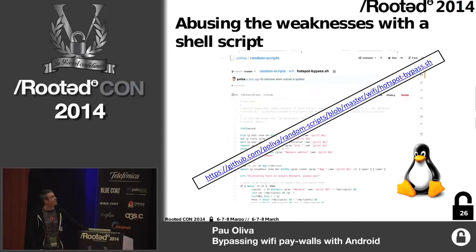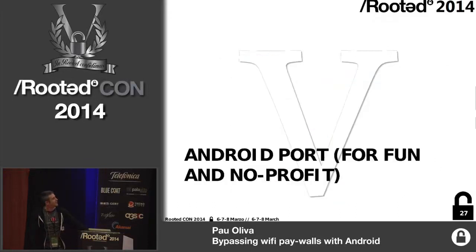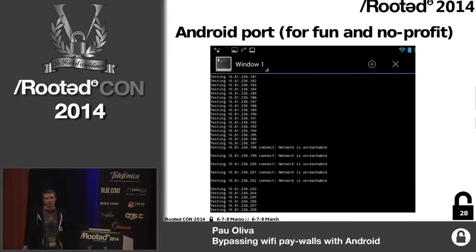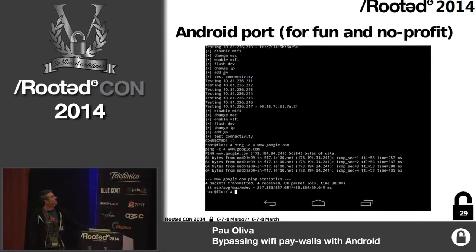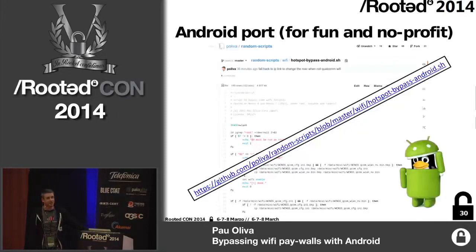Abusing weaknesses with the shell script is done in the time you can see on the screen. We can tweet you the URL later on, and finally the Android port is like that. It's only for fun and non-profit, for the sake of it. It's like going with the tablet or the phone on your own. It's an app launching a terminal and a script. That's what you can see on screen, with a snapshot from the screen. The script for Android is now on the market.